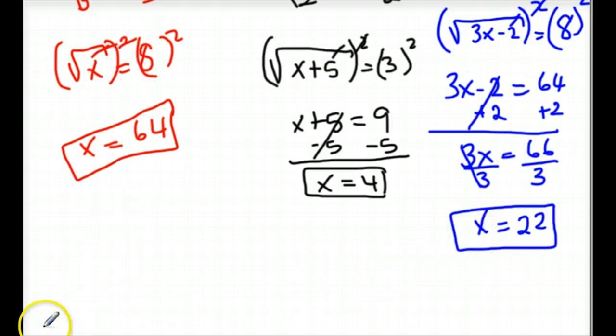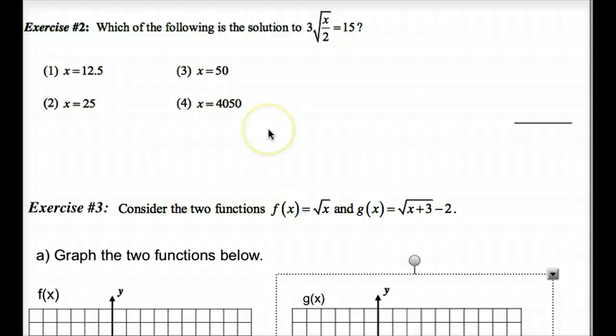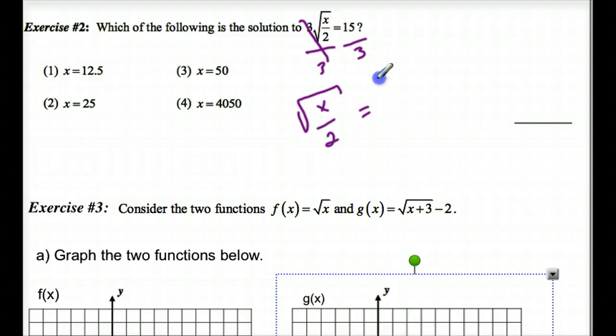So, moving right along, let's see what we have next. Alright, so example number 2, this is how it shows up on the Regents. Which of the following is the solution to 3 radical x divided by 2 equals 15? So, again, what do I need to get rid of first? I need to get rid of the 3. Remember, that's multiplying. So, I'm going to divide everything by 3. Then these 3's are cancelled. Square root of x divided by 2 is equal to 5.